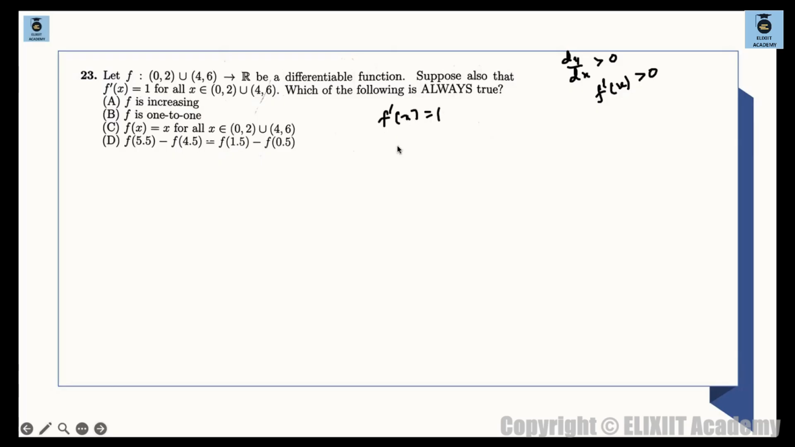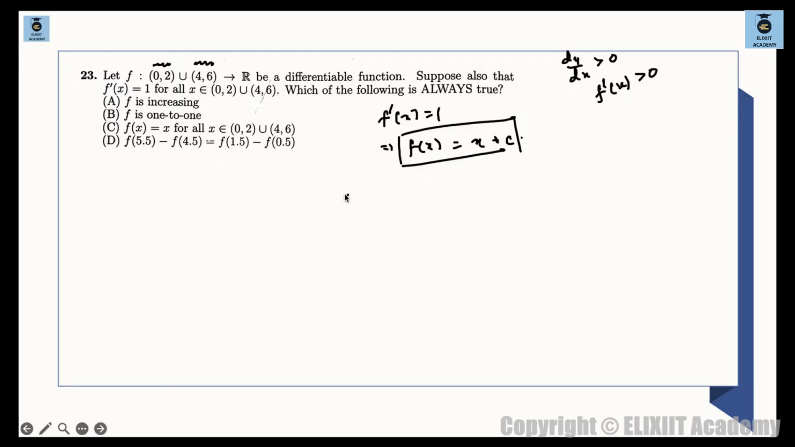So if f dash of x is equal to 1, which means f of x is what? A linear function. If we integrate both the sides, this will be x plus c. F of x is x plus c. This will be a linear function. Now, if you carefully look, the domain is actually distributed over two intervals. Ye 0 to 2 and then from 4 to 6. The domain is distributed over two intervals.